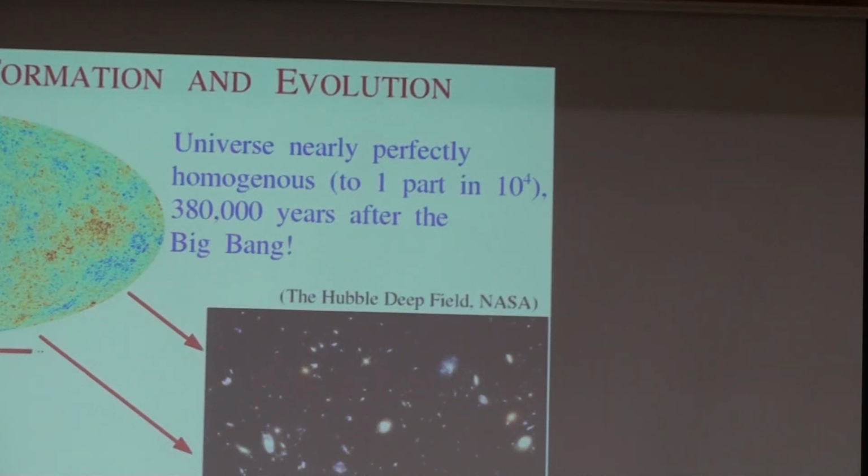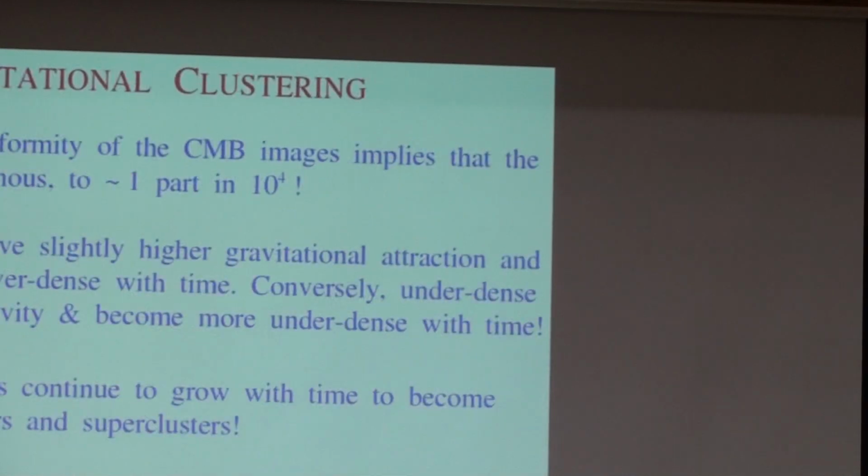Galaxies over here are full of stars and gas and so on. So how did we go from here, nearly perfectly homogeneous, to here, completely inhomogeneous? And the answer is very simple, it turns out. The answer is simply gravity. Gravity is an attractive force for matter.